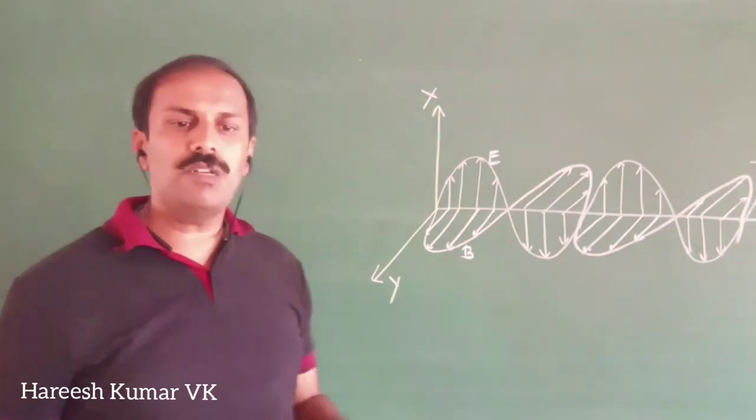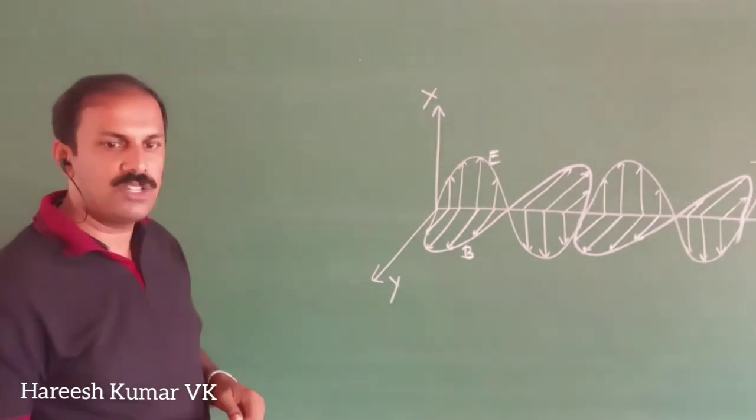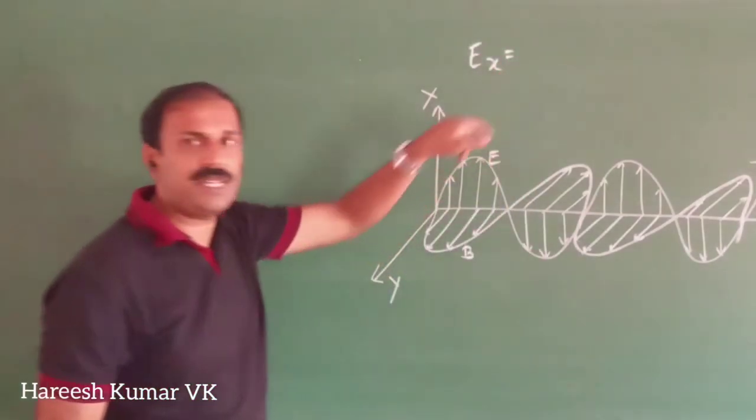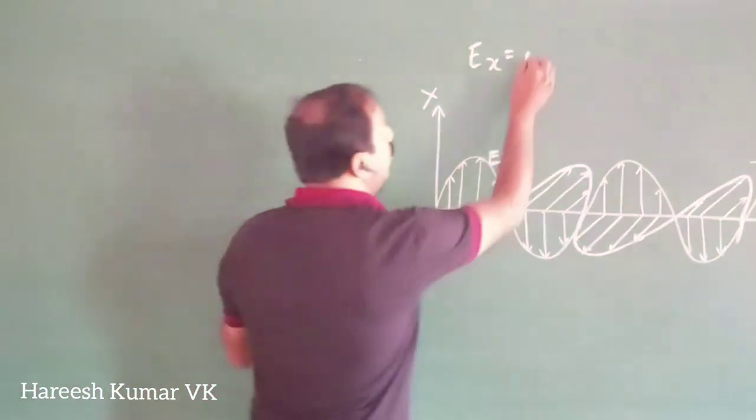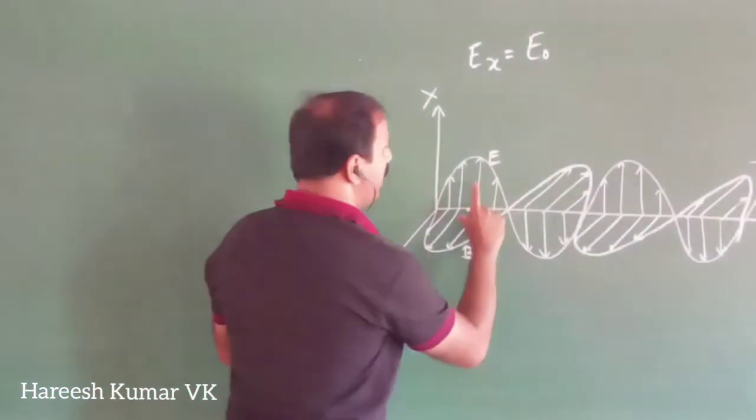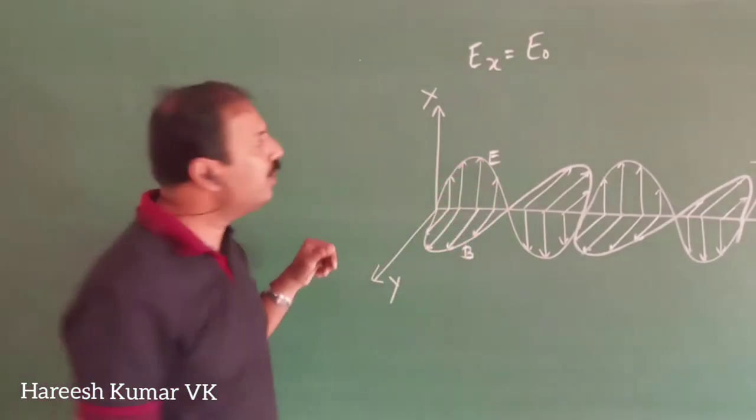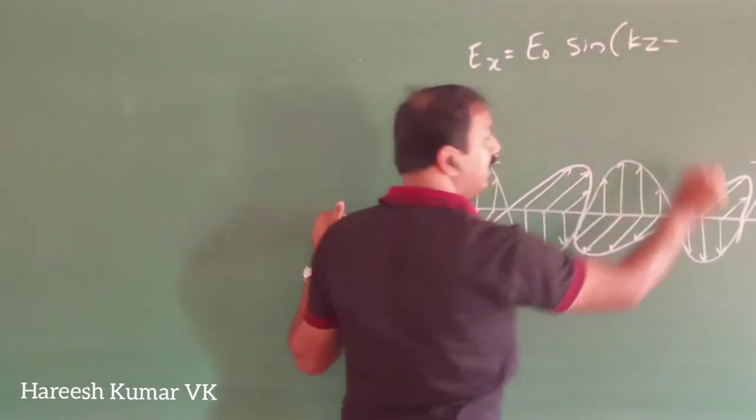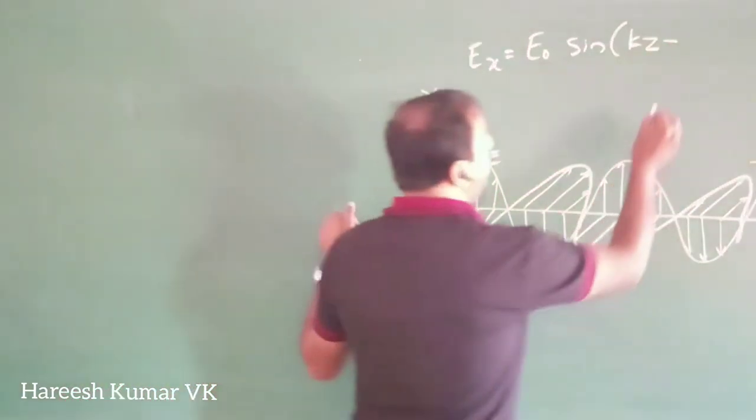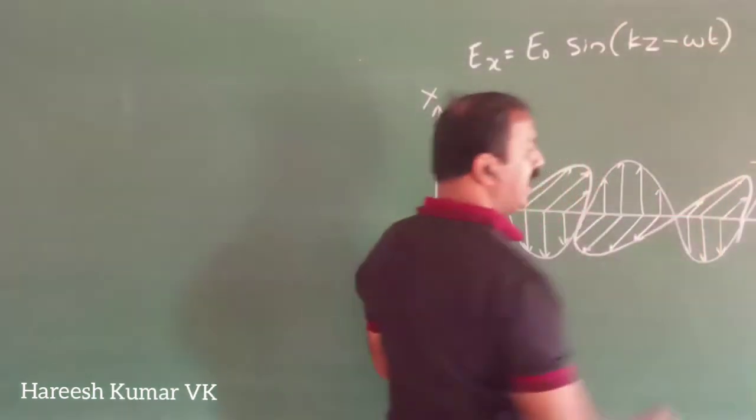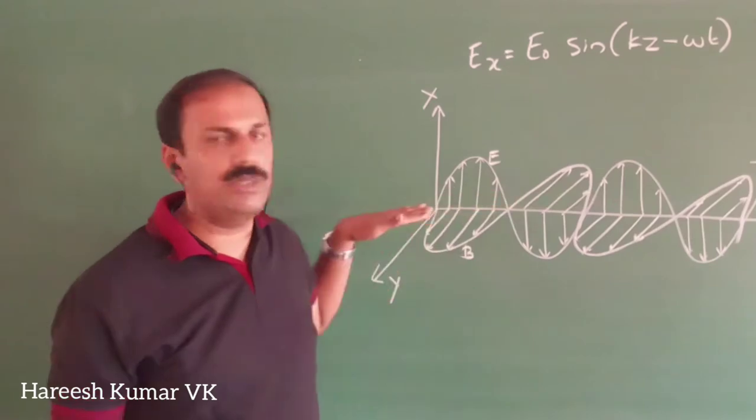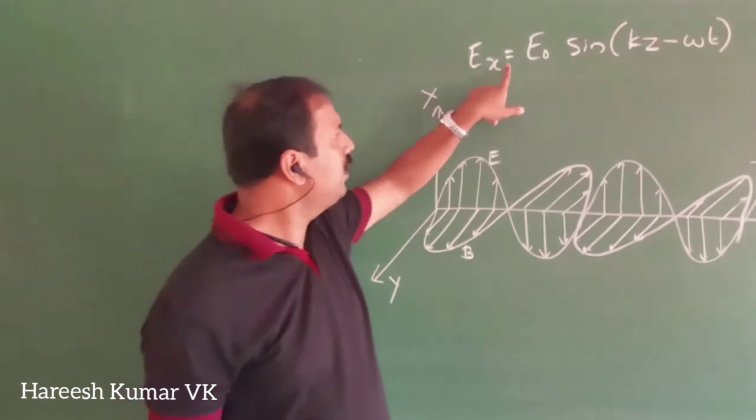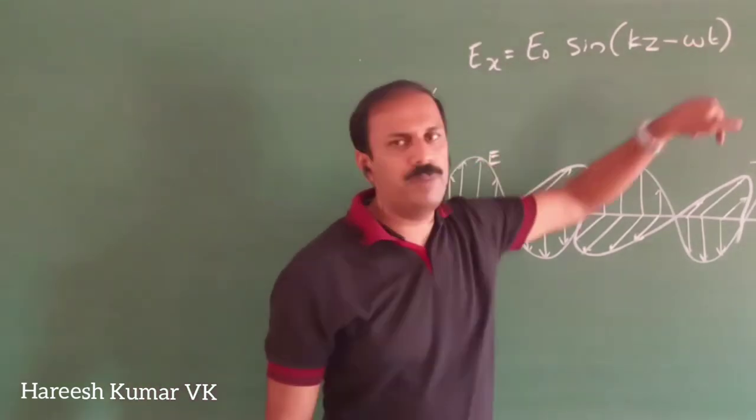Now take the equation for this one. The electric field is along the x-axis, so we can write the electric field as Ex. The x says that the electric field is along the x-axis, and it is equal to E0 sin(kz minus omega t). What is this E0? It is the maximum value of the electric field. Be careful with this one: kz minus omega t. When time advances, the wave moves along this direction. So this is the equation for the electric field: Ex equals E0 sin(kz minus omega t).